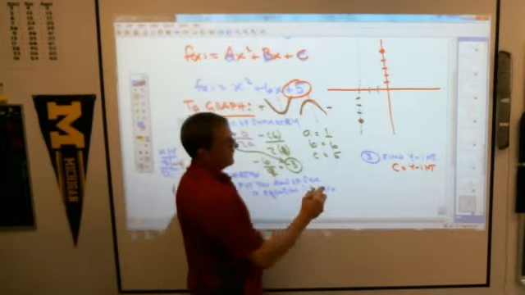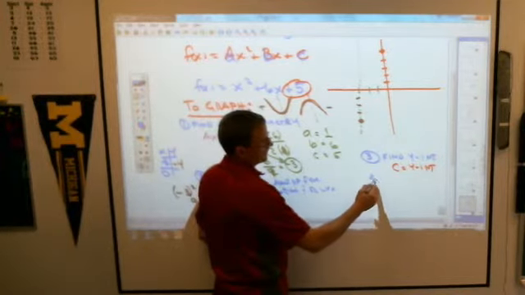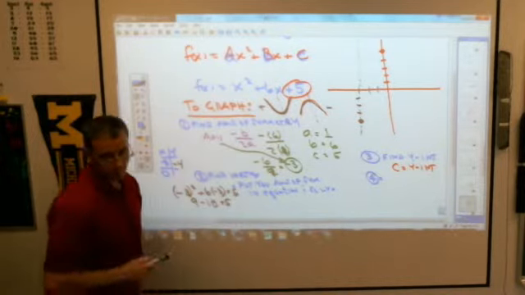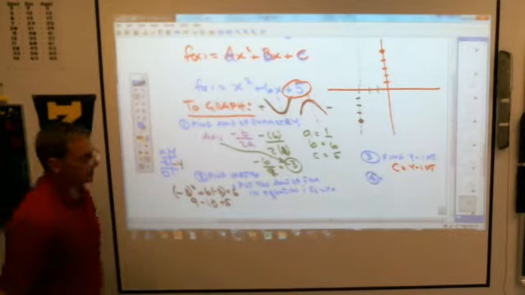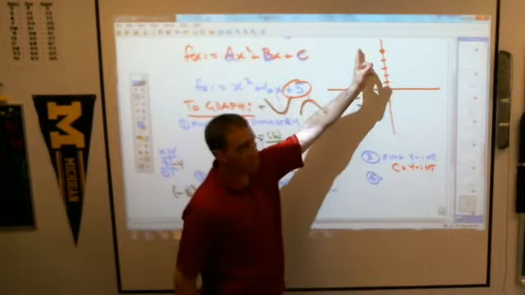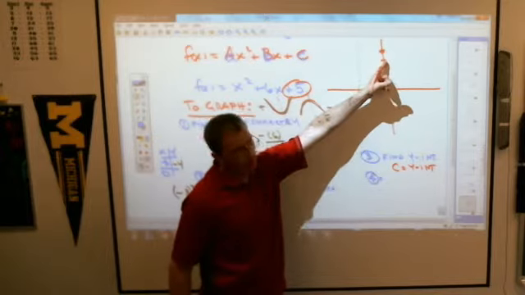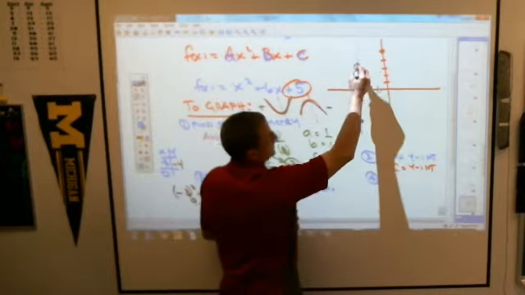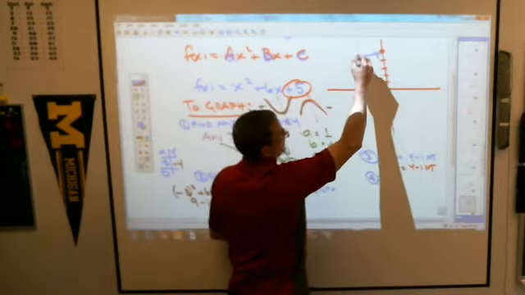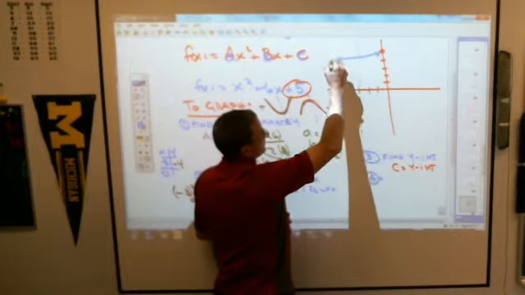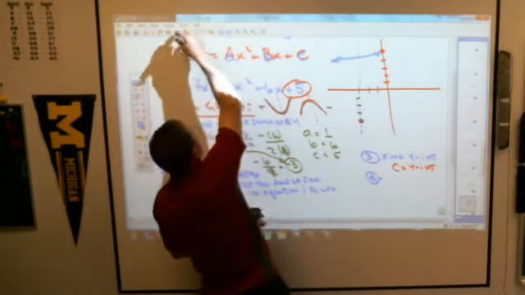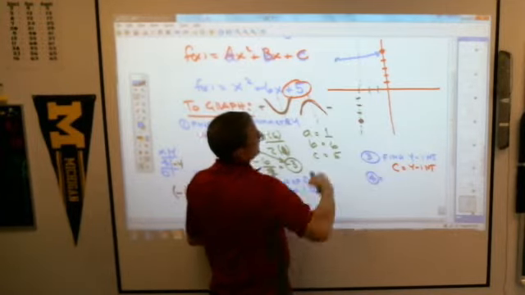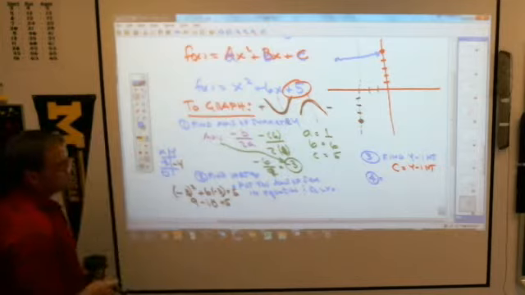Step number 4 with that is this. Since this thing is symmetrical, children, if you find a point on one side of the axis of symmetry, you automatically know a second point because it's going to be the same distance away. See, this was this distance away here. You go that same distance over here, and there's going to be another point, because this is an axis of symmetry. You have that point there as well.